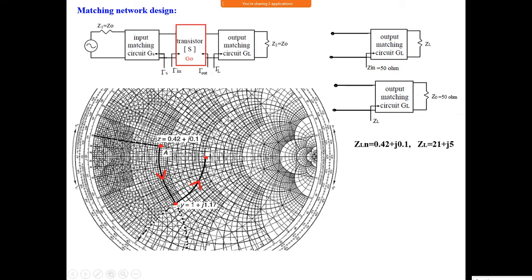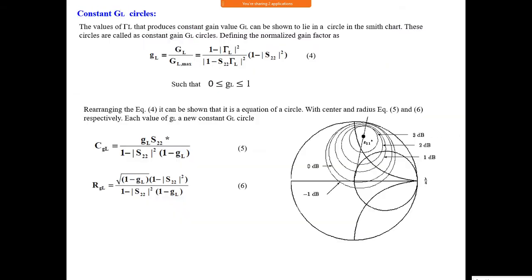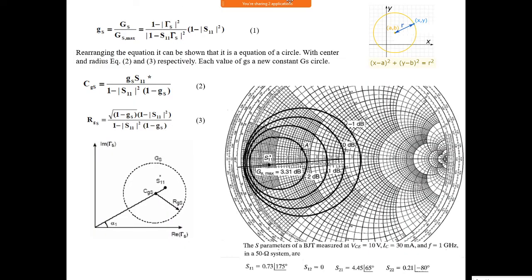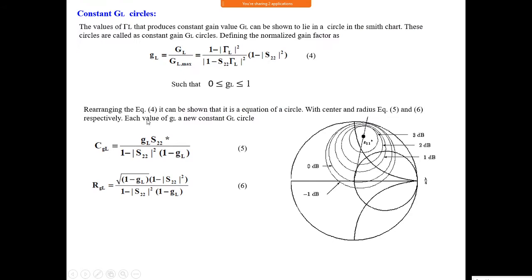To draw the circles you should draw those on the Smith chart. So to draw the circles, what we have to do, these are the equations. To draw the input gain circle, the center here and the radius here. Using these two you can draw the input gain circle. Similarly, the output gain circle you can draw by using these two equations.